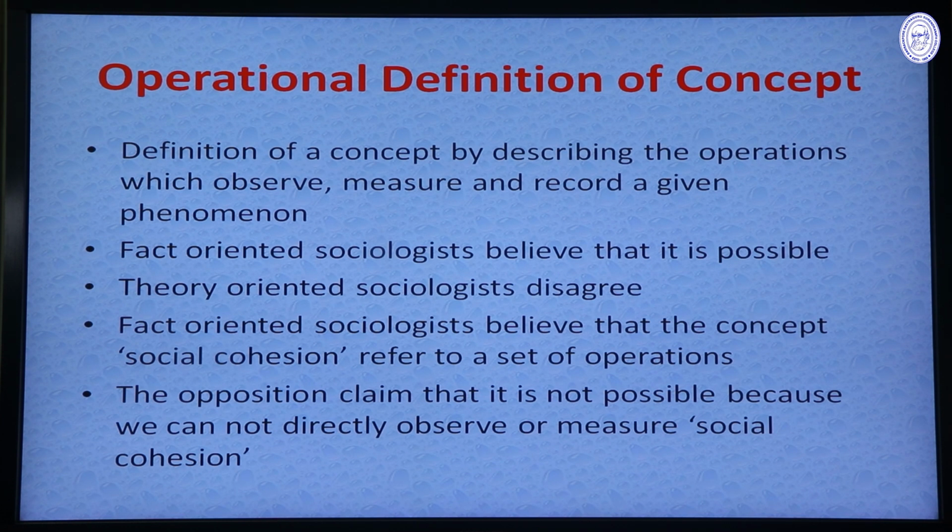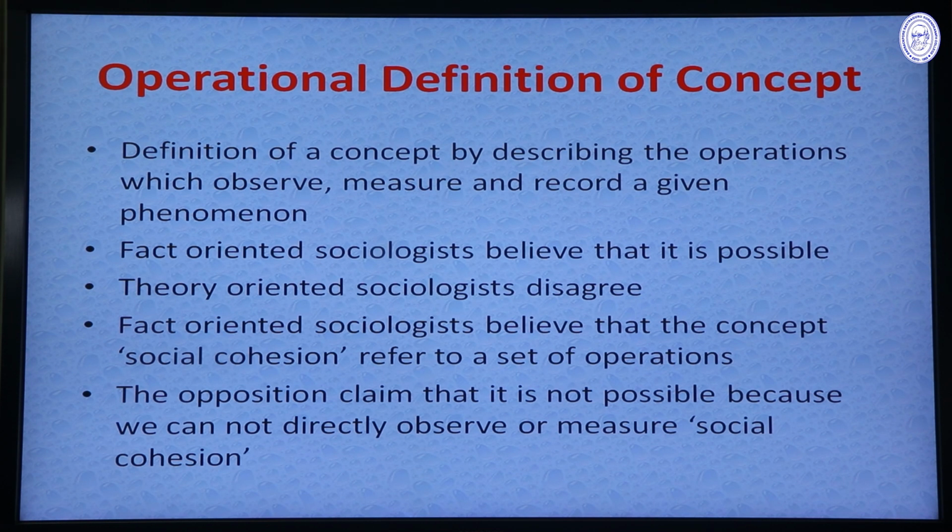That means how people are interacting among themselves, how intimate they are, how close they are, how often they meet together. So, this might be some kind of property or some operations. By observing or measuring those, we can have some idea of social cohesion. So, social cohesion can be defined by these operations through which we can measure it.